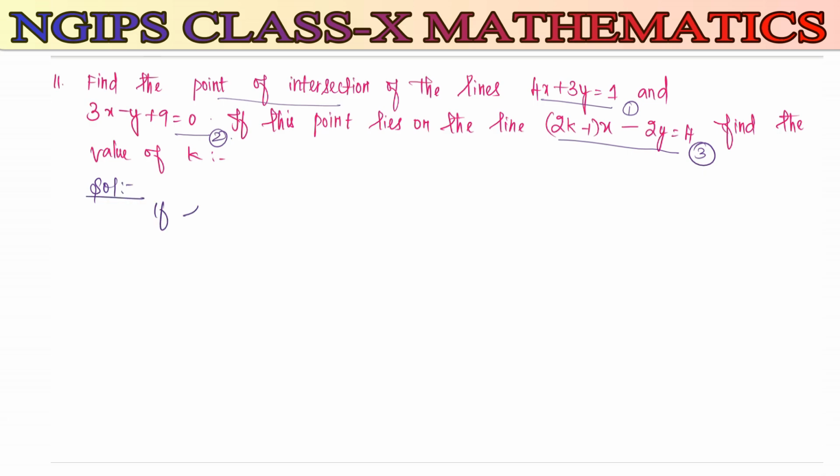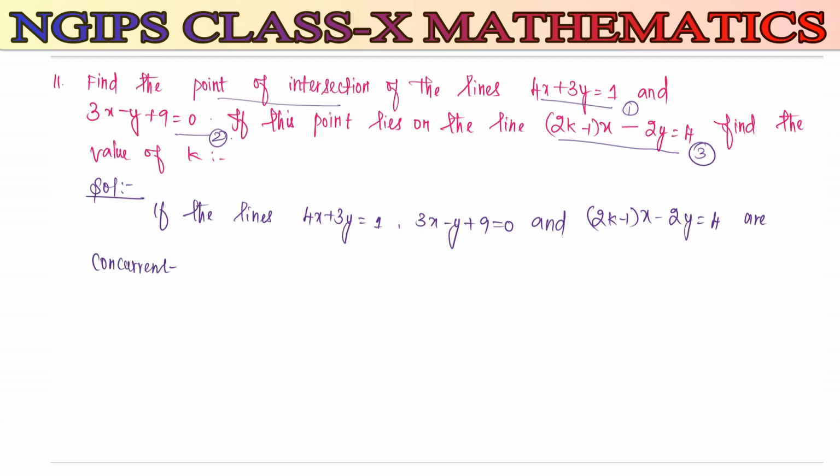If the lines 4x plus 3y is equal to 1, 3x minus y plus 9 is equal to 0 and (2k minus 1) into x minus 2y is equal to 4 are concurrent, we know very well concurrent is nothing but passes through the same point. Then easily we can find out the value of k.